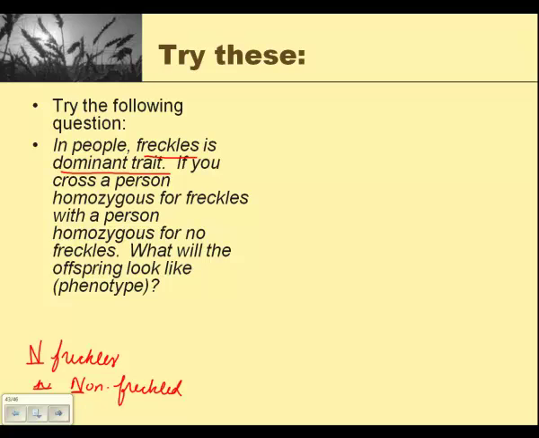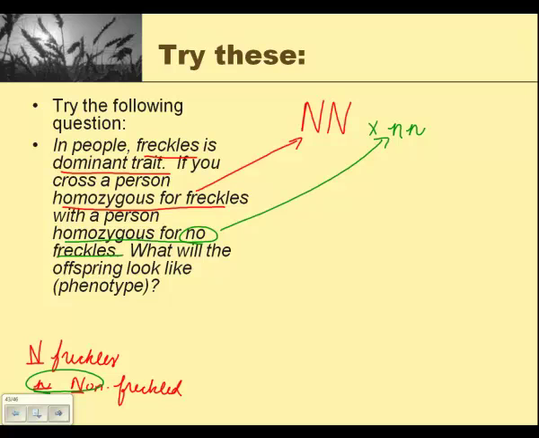So if you crossed a person who is homozygous for freckles, knowing the letters that I'm using, homozygous for freckles, homozygous means that they're the same. Everything has to come in a pair. So 2 big N's is homozygous for freckles. Now, the next one is dealing with a person who is homozygous for no freckles. No freckles means little n, so we know they come in pairs, so little n, little n. So there's the one that is homozygous for no freckles. It's asking me what the offspring is going to look like, so essentially what the phenotypic ratio is. So I'm going to put these into a Punnett square.